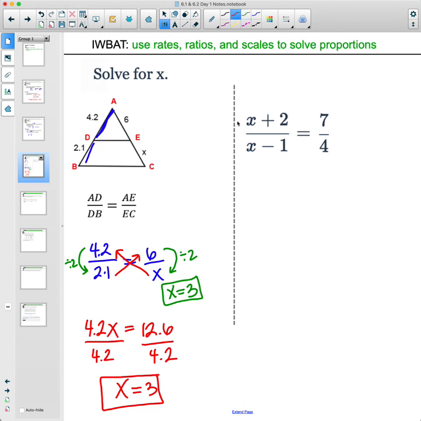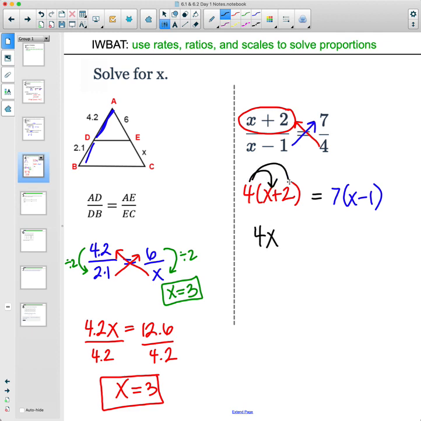In this one, we'll cross multiply since we have some expressions here. We'll multiply this 4 with this, so it looks like this: 4 times the quantity x plus 2. On this other side, we'll do x minus 1 times that 7, so 7 times that whole quantity. Then we'll simplify by distributing each side. Multiply the 4 times the x and the 2. A lot of people forget to multiply it by that 2. Same thing over here, the 7 would multiply into both, so 7x and 7 times negative 1, which is negative 7. And then we'll solve.